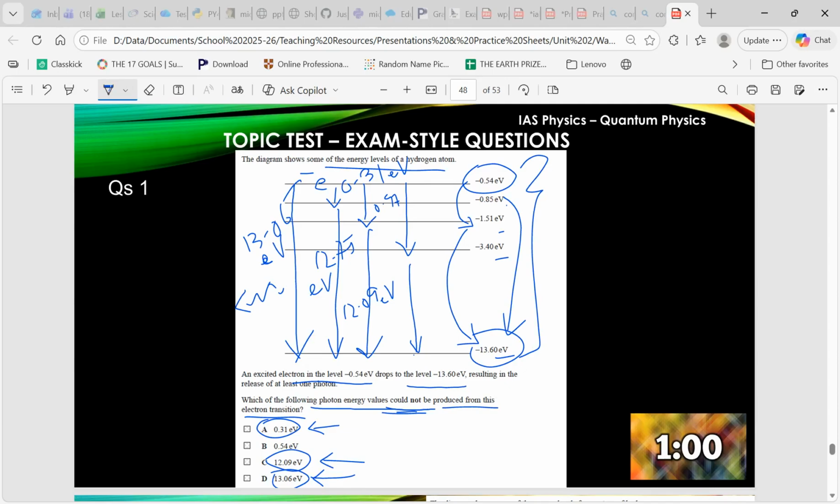Now for answer options, we already have three answer options as the energy difference between the specific energy levels which have been shown to us in this question. 0.54 electron volt, on the other hand, is one value that we did not calculate, so that shows us that it has to be the correct answer. So the answer is B, because all the others we already saw are going to be released as a result of transitions or de-excitation of electron between any two of the given energy levels.